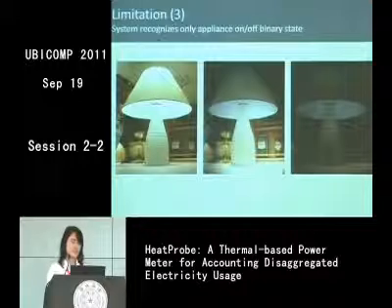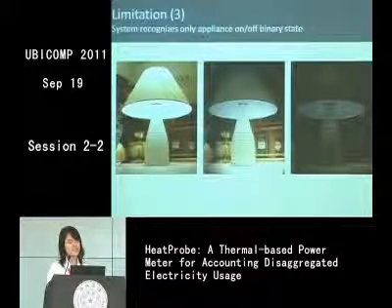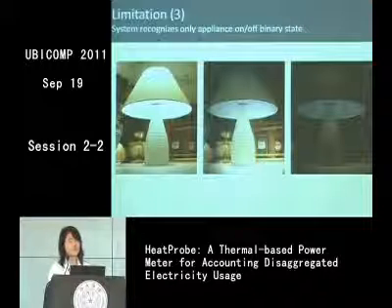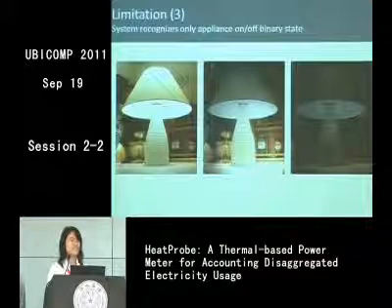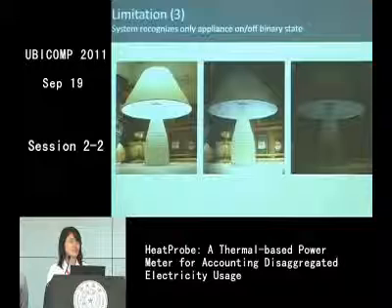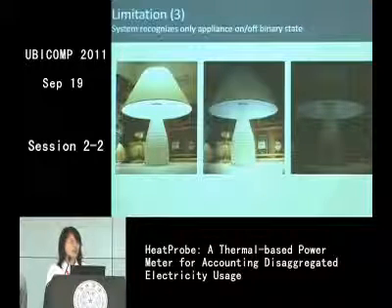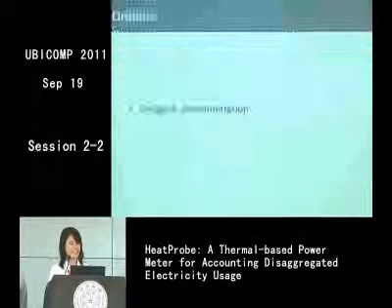The third limitation is that the system can only recognize appliance on-off binary states. Therefore, for appliances with multiple states, such as a lamp, our system cannot distinguish between these different states. This is because the surface temperatures of these different states only have minor differences. Our current low-resolution thermal camera cannot distinguish between these states.